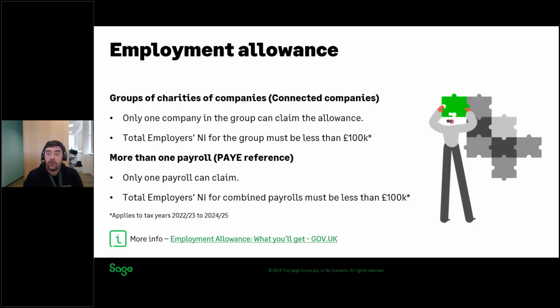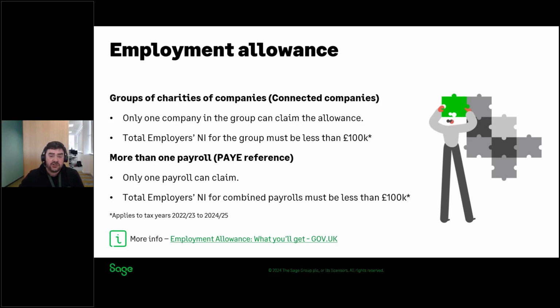Groups of charities or companies, known as connected companies. For the groups, only one company within the group can claim the allowance, and the total employer's NI for the group must be less than £100,000 to qualify. And if you're a company that has more than one payroll, more than one PAYE reference, again, only one of those payrolls can claim the allowance, and that total employer's NI does apply across the combined payrolls. And that is up to this tax year, as there is going to be a change to that rule next year.